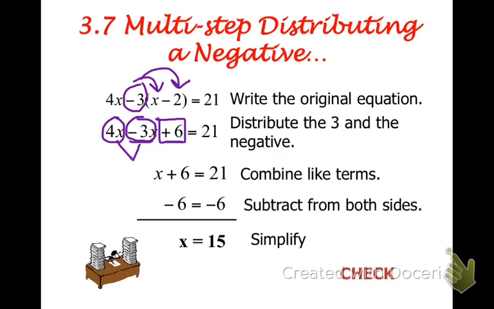So if we subtract 6 on both sides, 21 minus 6 is 15. The coefficient of x is 1. There's no need to do an additional step other than check your work. Take that 15 back to the original problem.